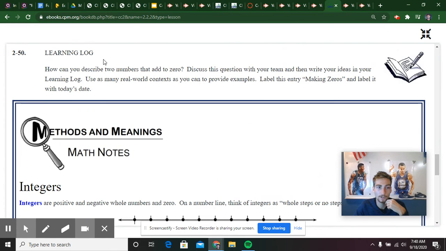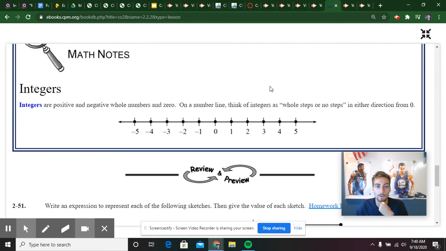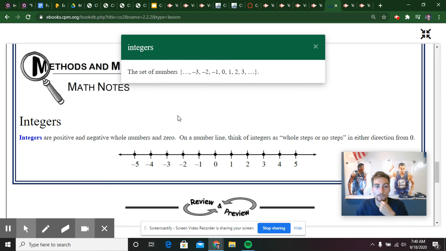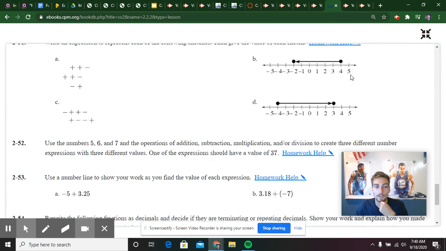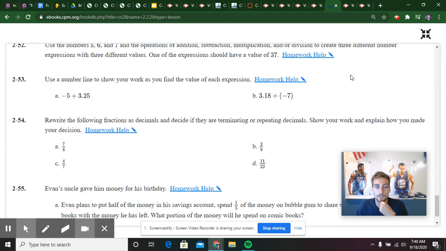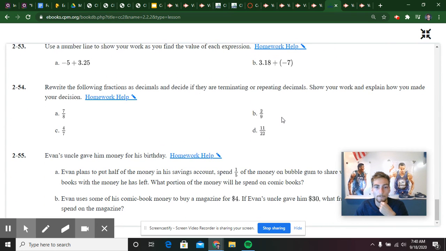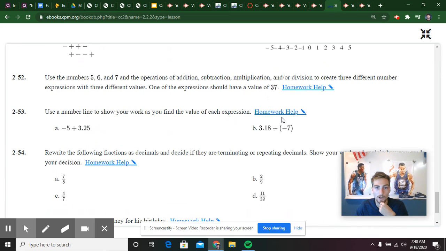And then for this learning log, you don't need to fill out a learning log. Simply write the response down on your paper and then submit it with the rest of your work. Here it goes over what integers are. And here's the homework. A lot of this is basically what we had just gone through.